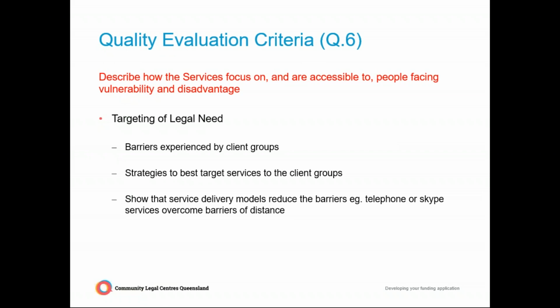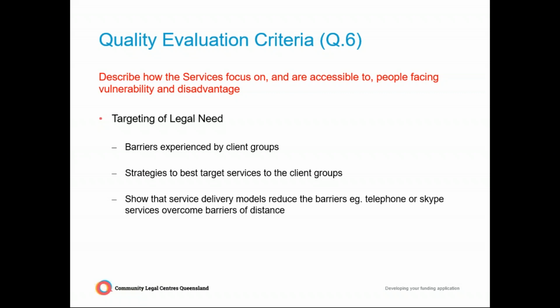So question 6 is: describe how the services focus on and are accessible to people facing vulnerability and disadvantage. So there's a couple of components to question 6. First of all, you'll be thinking about how you target legal need in your community. So thinking about what are the barriers experienced by client groups, what are the strategies that might help you to target particular services to particular client groups, and show that the service delivery models actually reduce those barriers or address the barriers.